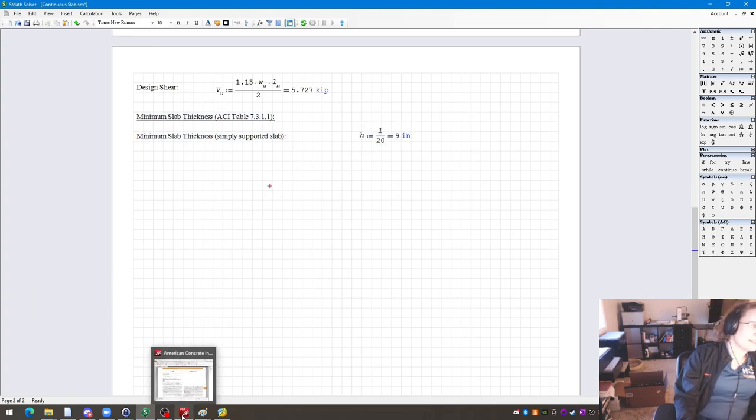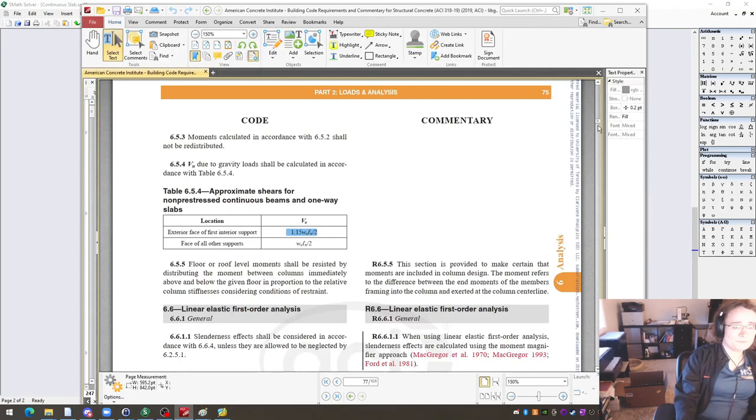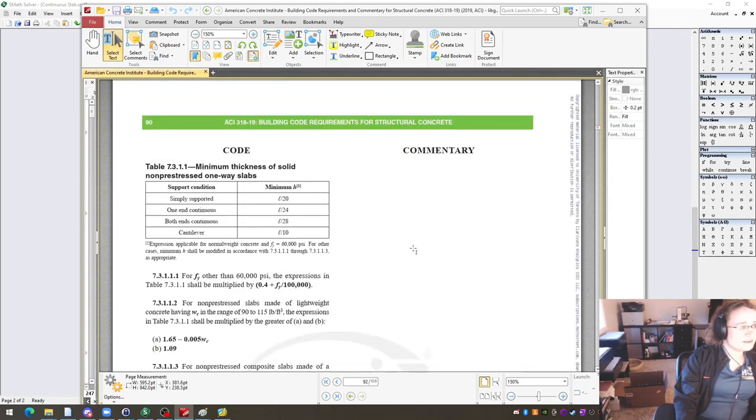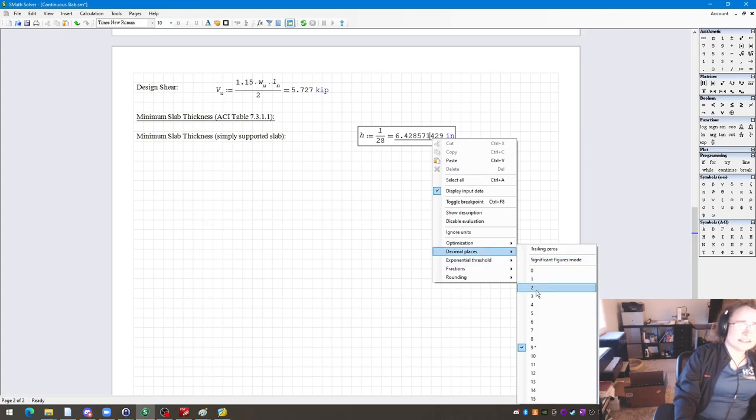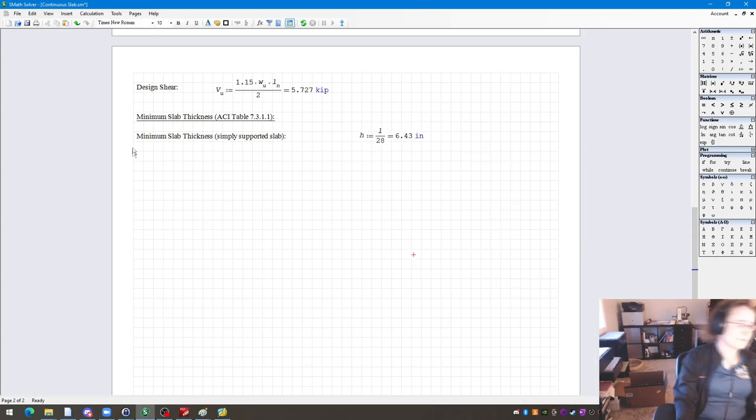Now let's go back to ACI table 7.3.1.1, where minimum slab thicknesses are listed. The minimum thickness was L over 20 for the simply supported slab. And again, that's the worst case scenario, with the exception of the cantilever slab. Because we actually have both ends continuous for our slabs here, we can use L over 28 for the minimum thickness, which would be a smaller value. So our minimum thickness is going to be L over 28, which, if we get rid of the ridiculous decimal places, will be 6.43 inches.